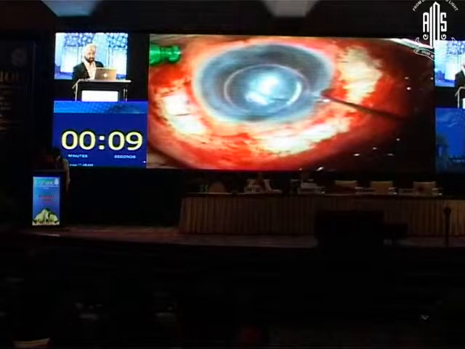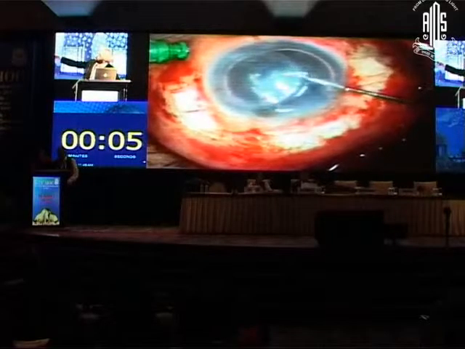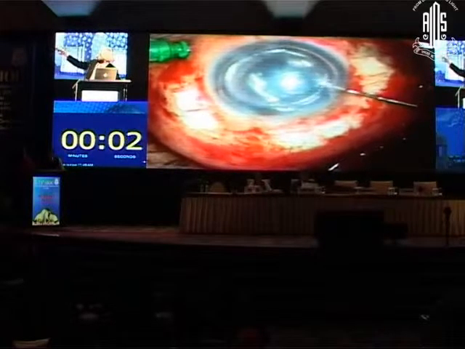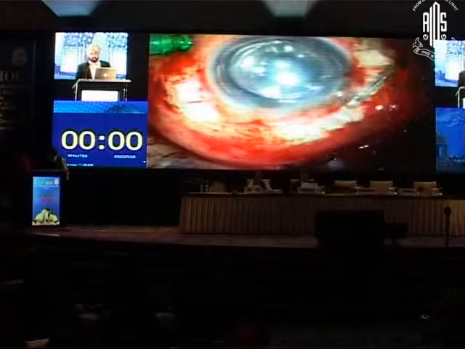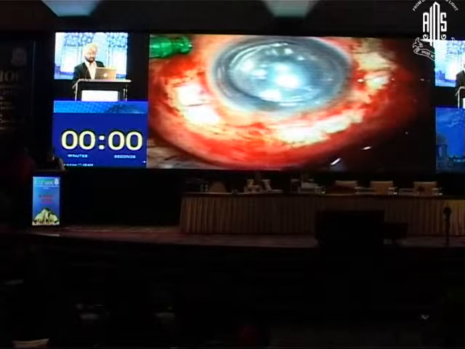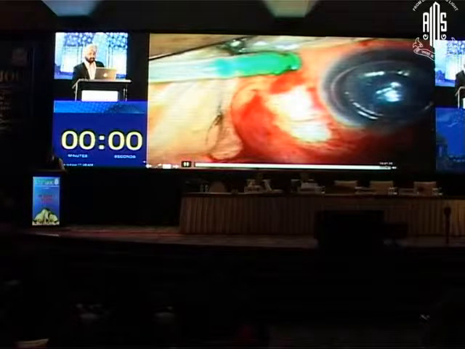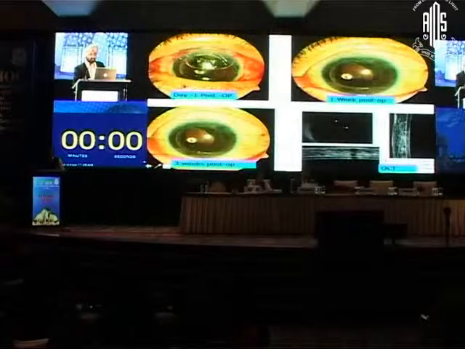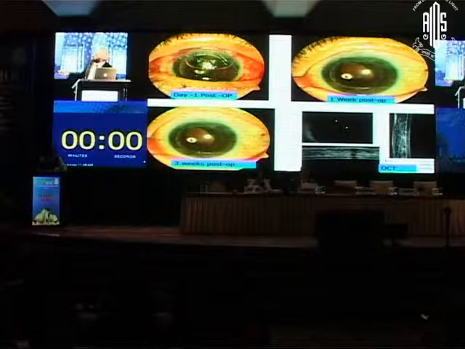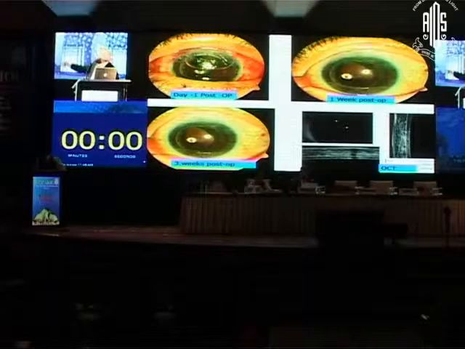We put air, and you can see that there is a decentration of the lenticule. Can you see that? So we just use a reverse Sinskey and pull it back and push in the lenticule to the right place. So this is the glue that is being applied, and we are ending up with a very good post-operative result in this particular case. See this patient, and this is day 1 post-op, 1 week post-op, 3 weeks post-op, and you can see on the OCT the DSEK that is there.